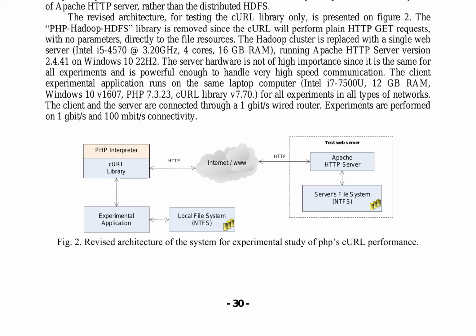The revised architecture focuses on testing the cURL library independently, using plain HTTP GET requests to the file resources hosted on the Apache HTTP server. This setup allows for a more precise evaluation of the cURL library's impact on the read speed.